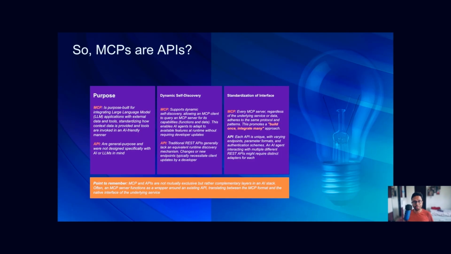But there are some differences, because MCPs are meant for certain purposes. The purpose-driven difference is that these are built specifically for LLMs. It is specifically to give applications or agents which have an LLM inside access to certain tools, certain context, etc. Whereas an API is more general purpose and was not designed specifically with AI or LLMs in mind, right? The second difference is dynamic self-discovery, and this is very, very important. This is the absolute difference between these two.